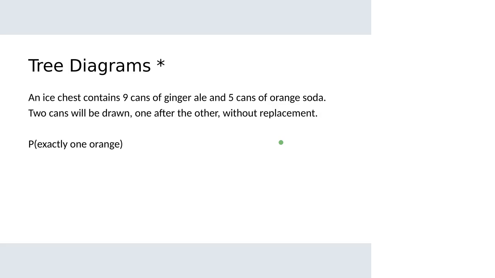We're going to start out by drawing our tree diagram. When we do that, we're going to have ginger ale or orange for the first can that we pull out of the ice chest. Altogether, there are 14 cans. So the probability of getting ginger ale is 9 out of 14. The probability of getting orange is 5 out of 14. Again, if you see something that you're not sure of where it came from, please let me know.